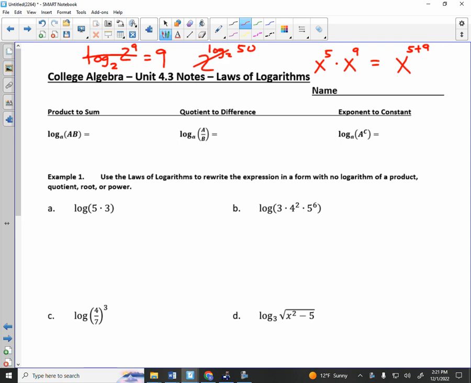When you have a single logarithm of two things that are being multiplied together, you can separate into 2 and add them. Log base a of A plus log base a of B. So you can take the logarithm of a product and write it as 2 logarithms. Who can anticipate what we will do if you're dividing? Yes, you'll subtract. Very good. Log base a of A minus log base a of B.